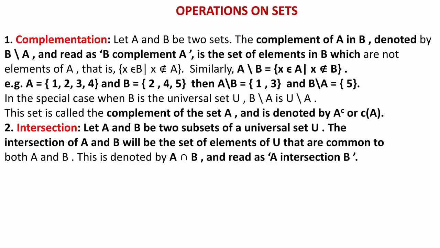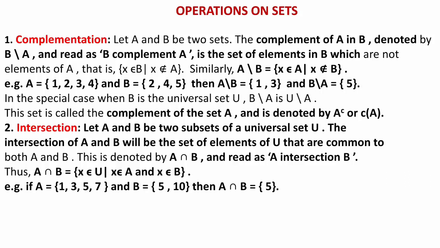Second, the operation intersection. Let A and B be two subsets of universal set U. Then the intersection of A and B is the set of all elements of U that are common to both A and B. That means the set of all elements which are in both the sets A and B. It is denoted by A intersection B. Thus, A intersection B is the set of all x in U such that x belongs to A and x belongs to B. For example, if A equals {1, 3, 5, 7} and B equals {5, 10}, then A intersection B is equal to the singleton set {5} because 5 is the only element in both sets.